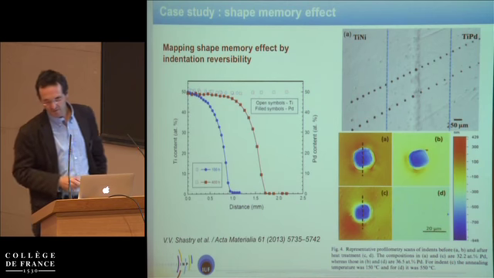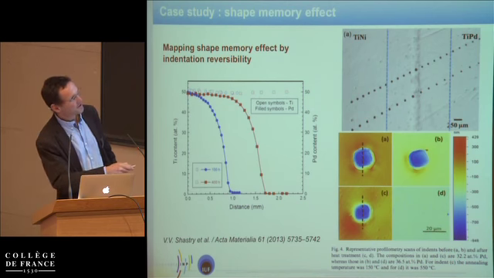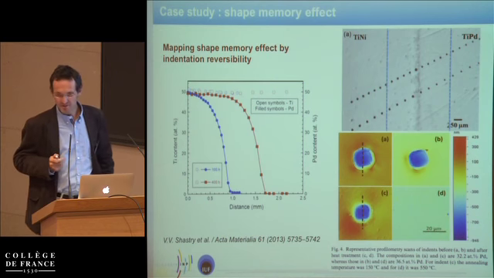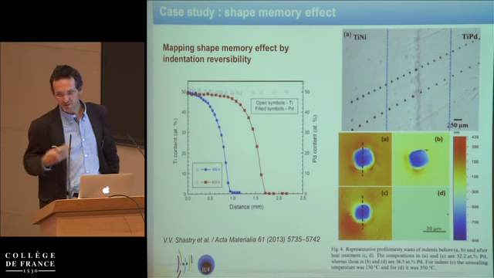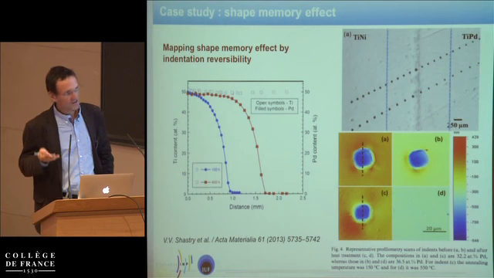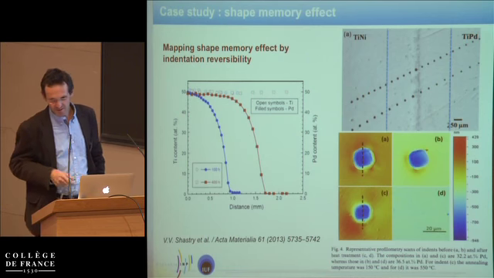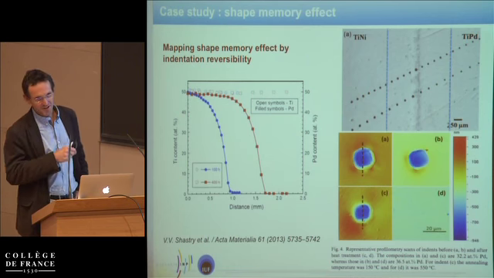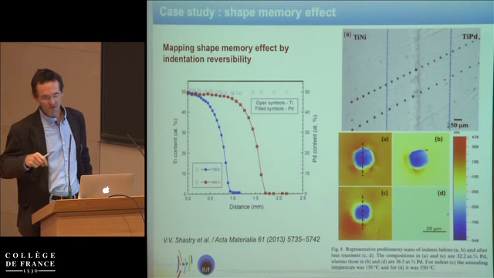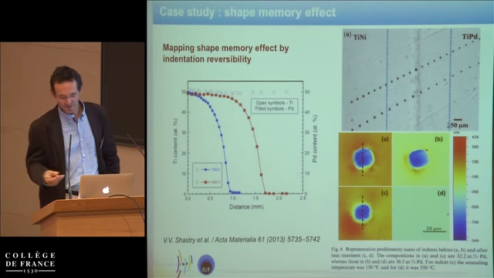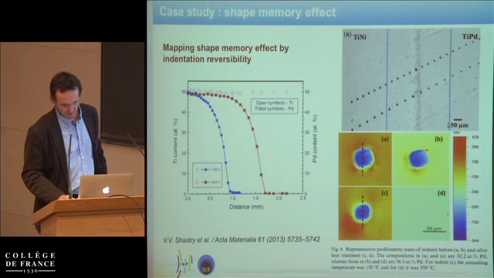And then to map the shape memory effect, you do indentations, and then you do a heat treatment. And during the heat treatment, if you have the shape memory effect, the indentation disappears. And so if you map the indentation before and after heat treatment, you get the percentage of reversibility, and you get the shape memory effect. And this you can map as a function of composition.